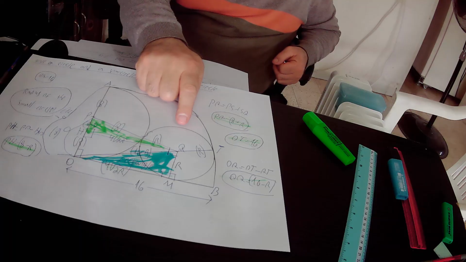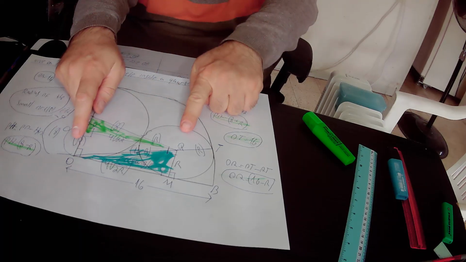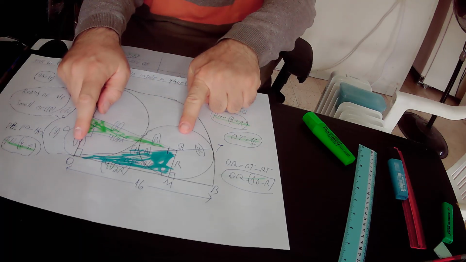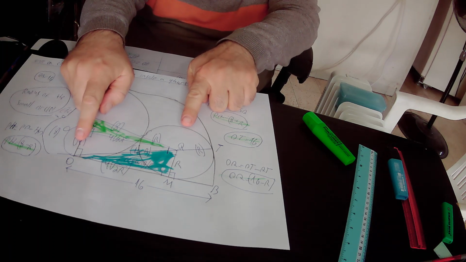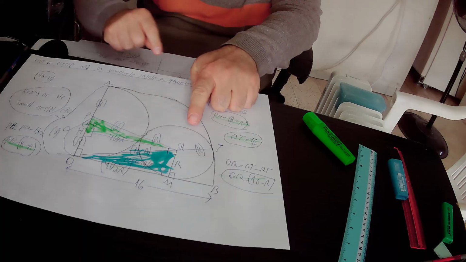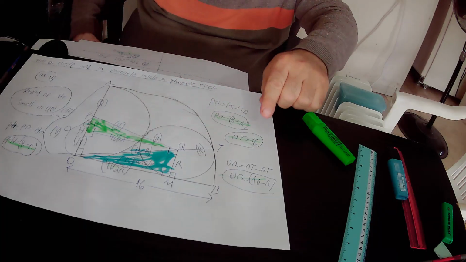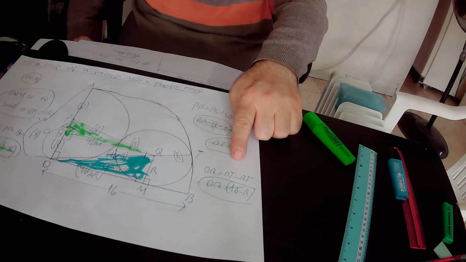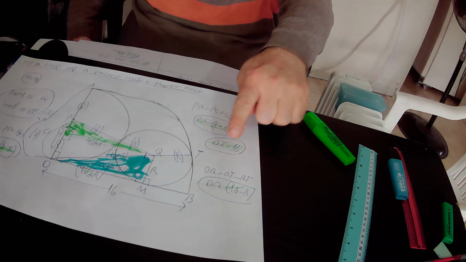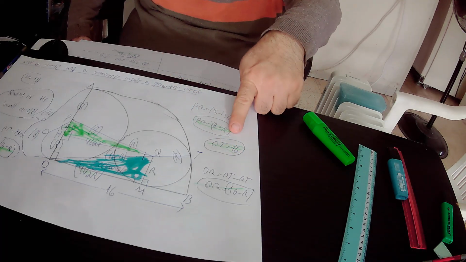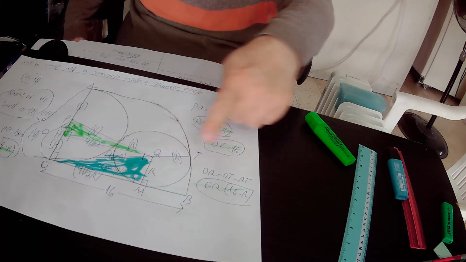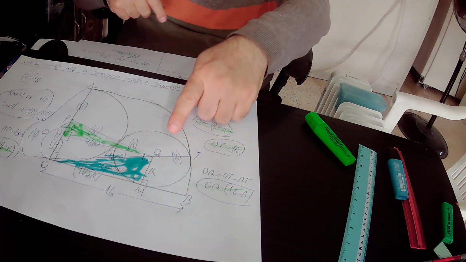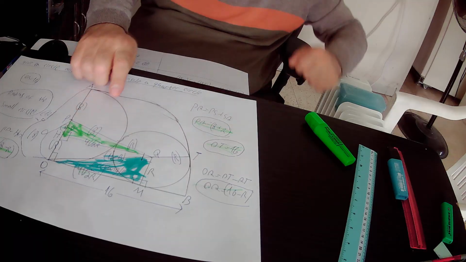And therefore, what is the length of line segment QO, or OQ? OQ equals OT minus QT. So OQ equals OT, which is 16, minus QT, which is R. So in total, OQ equals 16 minus R units in length.